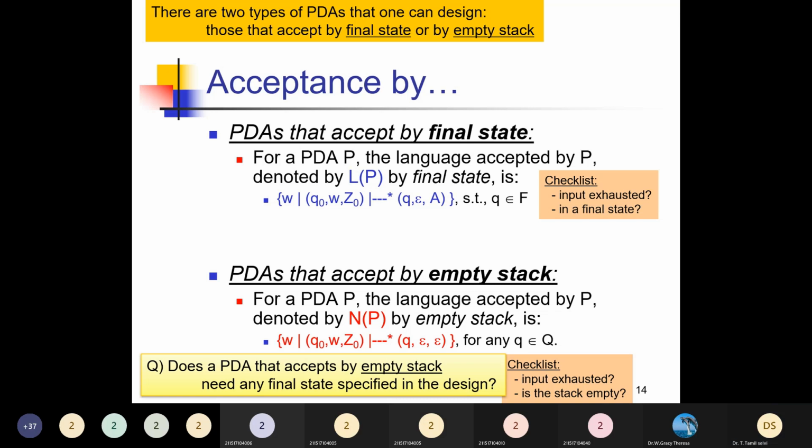So next is acceptance by empty stack. That is, PDAs that accept by empty stack. For a PDA P, the language accepted by P is denoted by N of P. So what is L of P? L of P means the PDA accepts by final state. N of P means the PDA accepts by empty stack. Instead of writing a state in the middle, you have to write epsilon at the third parameter. That is the difference between acceptance by final state and acceptance by empty stack.